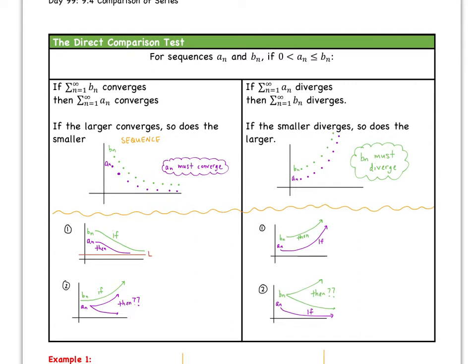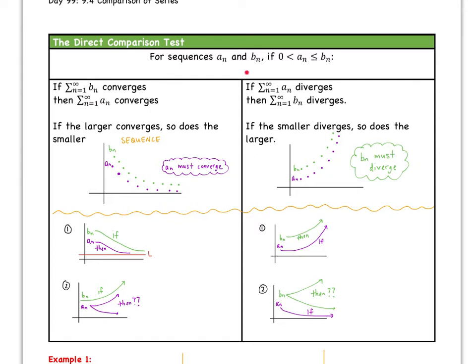But what happens if b sub n diverges? Well, if b sub n diverges, it goes off to infinity. There's not much that can be said about a sub n. Maybe a sub n converges, or maybe a sub n also diverges, that series. So this is just saying if the larger converges, so will the smaller one.